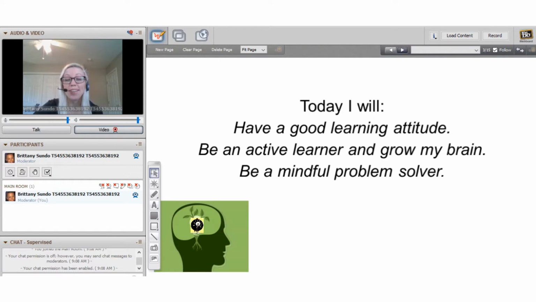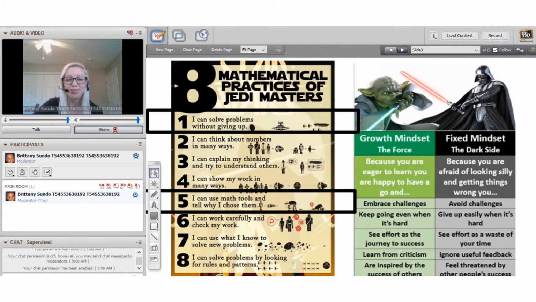Today I will have a good learning attitude, be an active learner and grow my brain, and of course be a mindful problem solver. We are going to work on the following mathematical practices this week. Number 1, I can solve problems without giving up. And number 5, I can use math tools and tell why I chose them. Of course, always sticking with the fourth side by keeping in our growth mindset for math class.